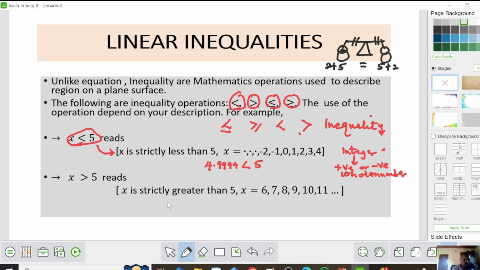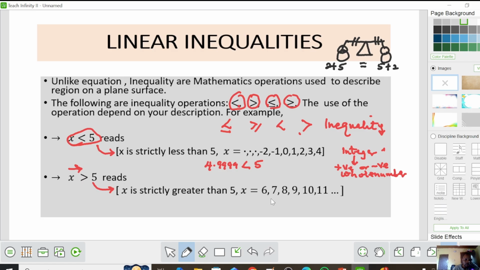Also, when we say a number is greater than 5, you read from the letter x. See the wider part, where the wider part is open to is greater. x is greater than 5 means x is strictly greater than 5. That means x can never be 5, but it can be any number that is more than 5. We can start from 5.1, 5.2, 5.3, 5.4, 5.5 if they are decimals.